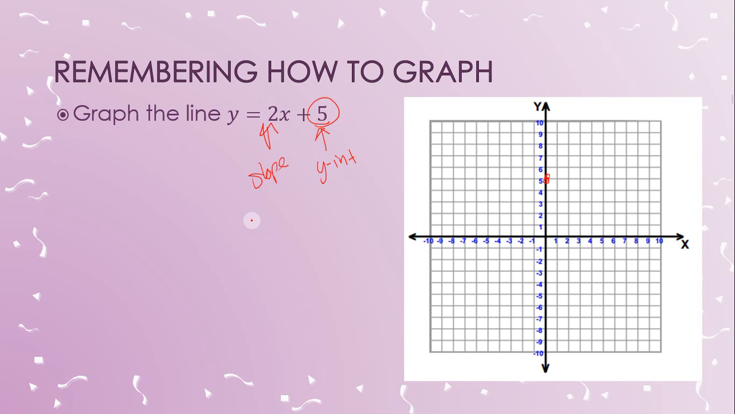Now, remember, slope is rise over run. So 2 over 1. So up 2, over 1, put a dot. Up 2 over 1, put a dot. Down 2 over 1, put a dot. Down 2 over 1. Just kind of make myself a nice little line right here. It's going to be something like that. And I want to connect my dots. It's a pretty good line. So that's how you graph a line.